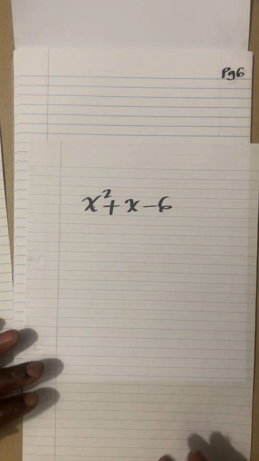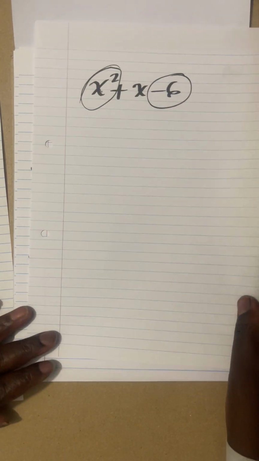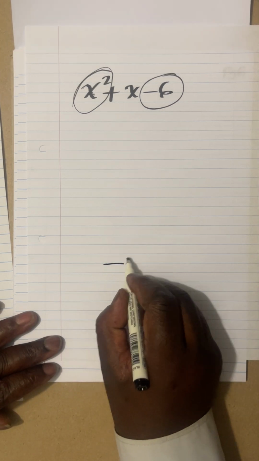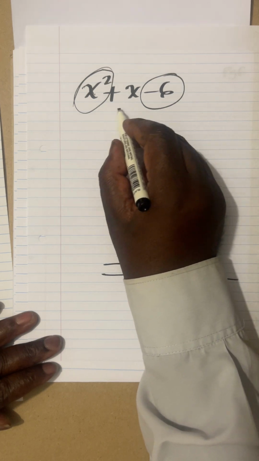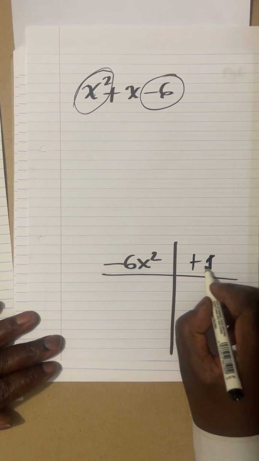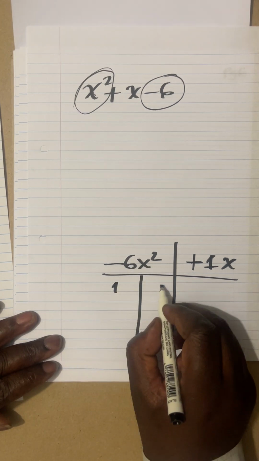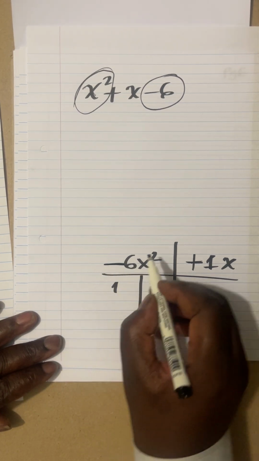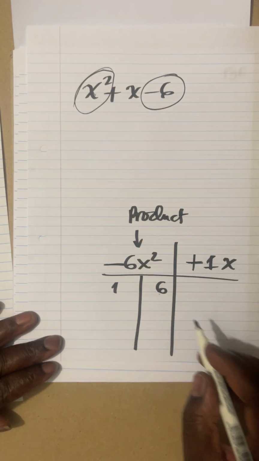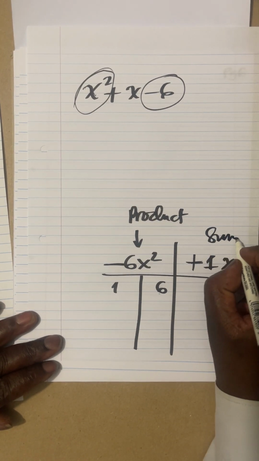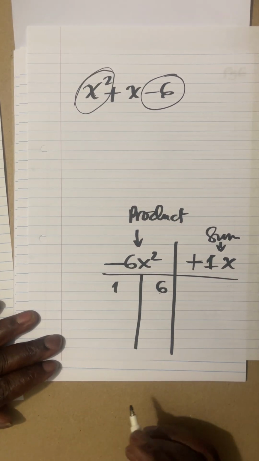How do you factorize this? Well, you take this one here and multiply by that. The answer is minus 6x squared. Remember, that is called the product. The sum is going to be positive 1x in the center. Now, when you're counting, you start from 1. So 1 into 6, the answer is 6. Why is it called the product? Because we're multiplying those two. And this is called the sum, the sum of the two factors whose product is this and whose sum is that.